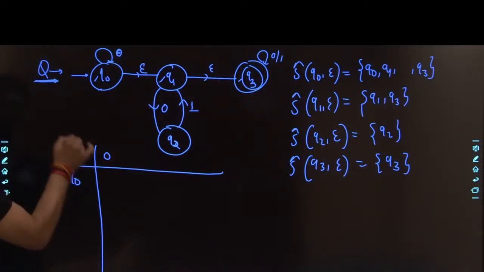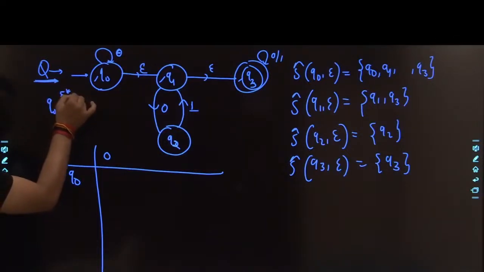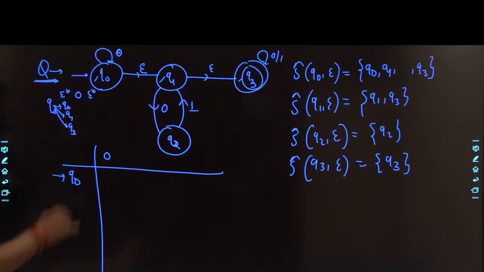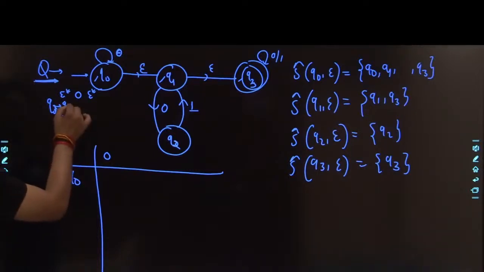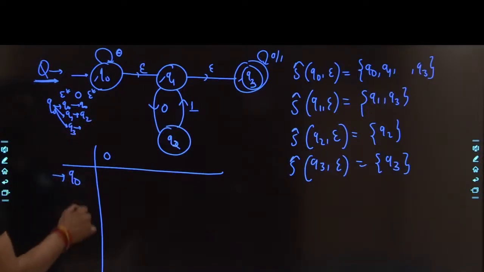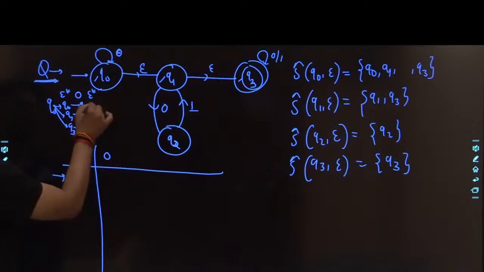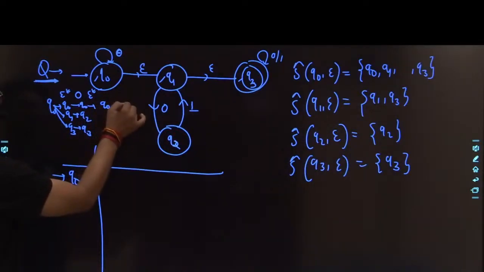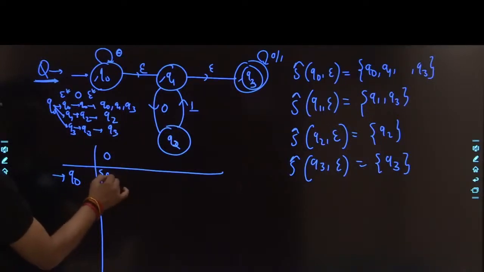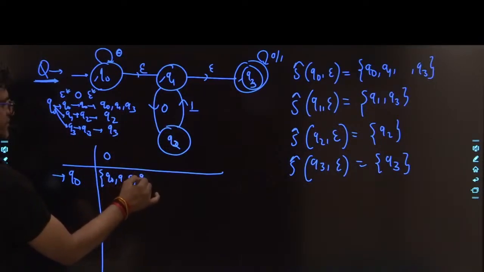Q0 on 0: epsilon closure, 0, epsilon closure. What is the epsilon closure of Q0? Q0, Q1, Q3. Q0 on 0, Q0. Q1 on 0, Q2. Q3 on 0, Q3. Epsilon closure of Q0: Q0, Q1, Q3. Epsilon closure of Q2: Q2. Epsilon closure of Q3: Q3. So Q0, Q1, Q2, Q3.